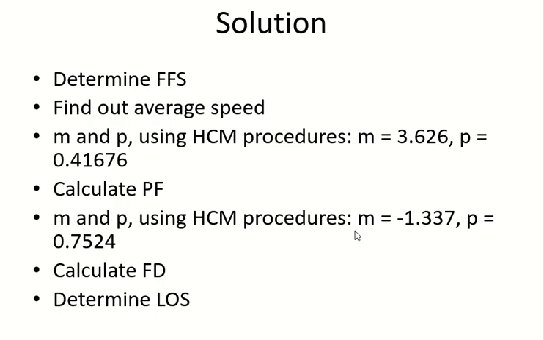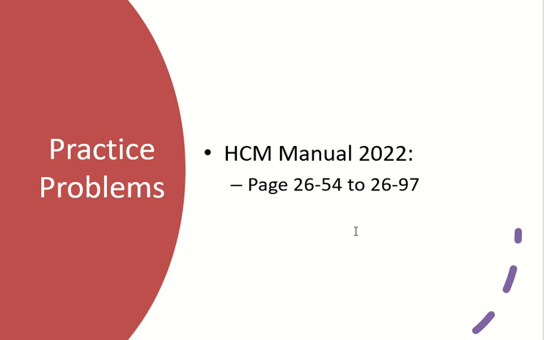So this is about this example. The procedure is written here, and M and P values are given here. I will change them in the exam if the question comes. And these are the examples which are given in the Highway Capacity Manual. They are full examples with all the tables and the complete procedure. You can have a look at it.